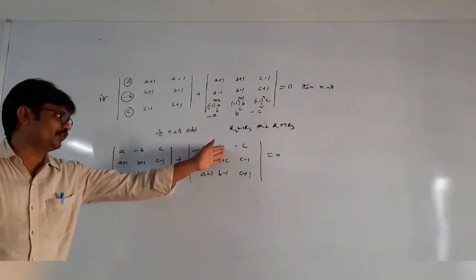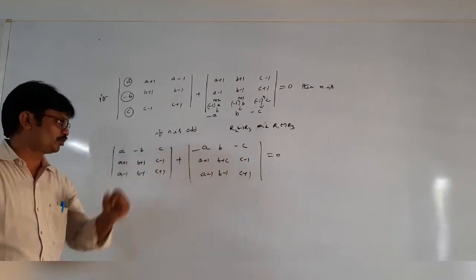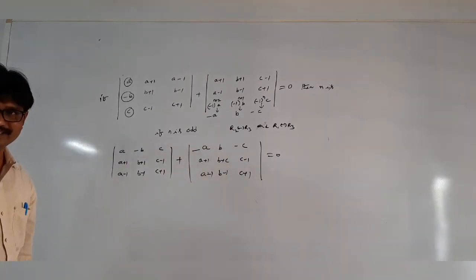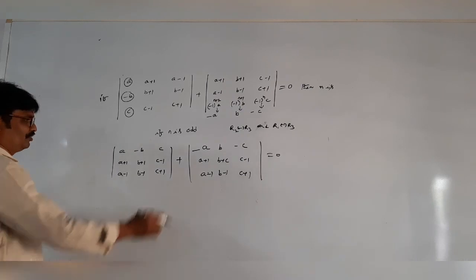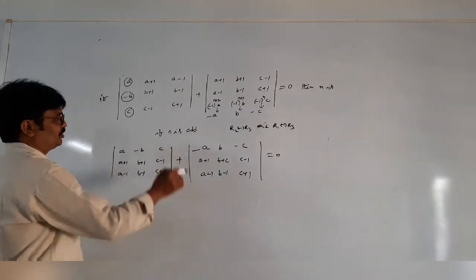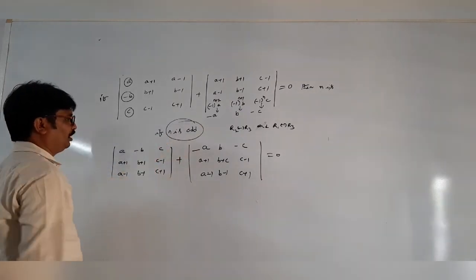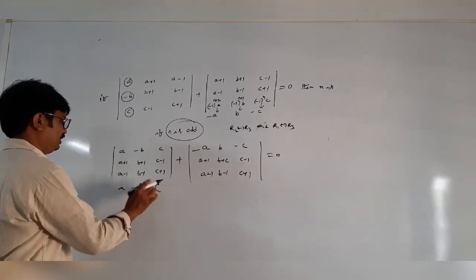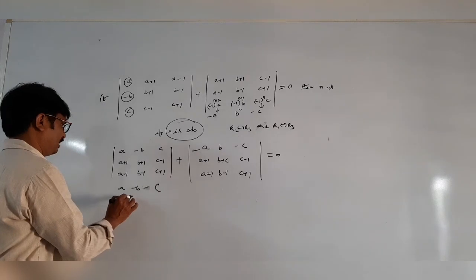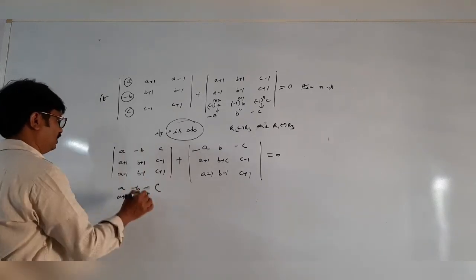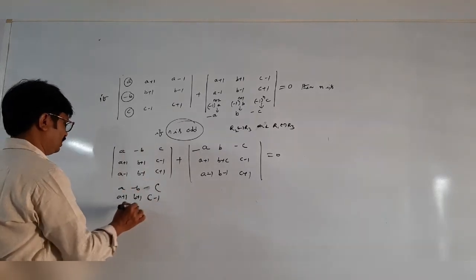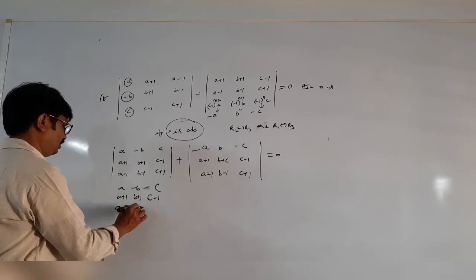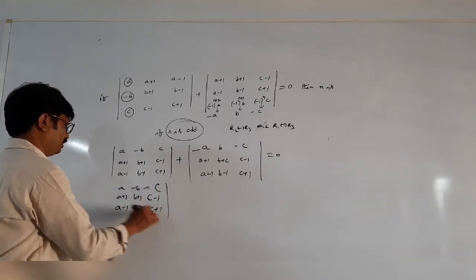Now minus is common in the first row. Taking minus common, the minus signs cancel. So this is for n being an odd integer only. So undoubtedly a, minus b, c, then a plus 1, b plus 1, c minus 1, then a minus 1, b minus 1, c plus 1.